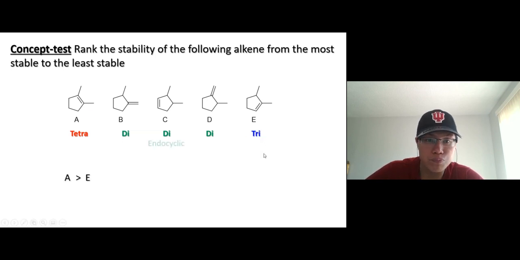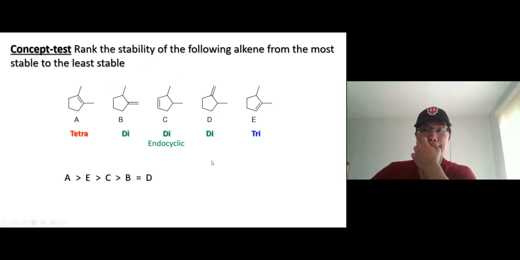Okay, for sure. We have endo, so the double bond inside the ring. We go endo. This is more stable right here than exo. So C is next. Then B and D. Oh, B and D are actually identical, the same compound. B and D. Good job, guys. All right, let's keep going.